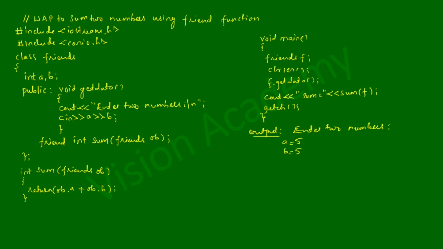So control transfers to this function. So it is going to return a plus b, that is 5 plus 5. So it is going to return back to the main function. So it is going to print sum is equal to 5 plus 5, that is 10 will be displayed. So let us execute this program.